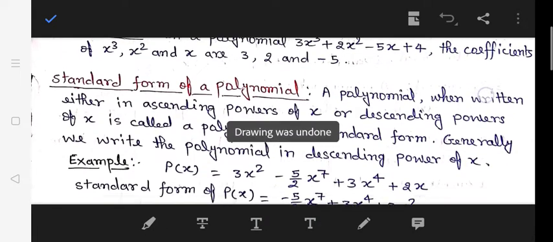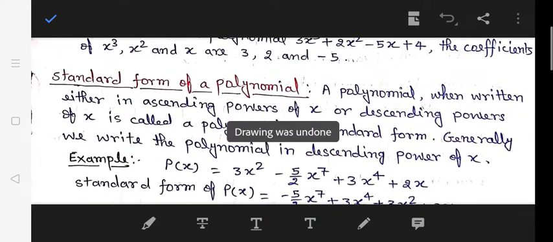Now I am going for the standard form of a polynomial. A polynomial, when written either in ascending power of x or descending power of x, is called a polynomial in standard form. Generally we write the polynomial in descending power of x. So whatever the polynomial is given, if you write it according to the exponent in ascending or descending order, that polynomial is called to be in the standard form.